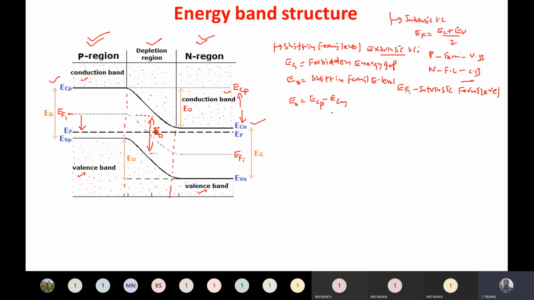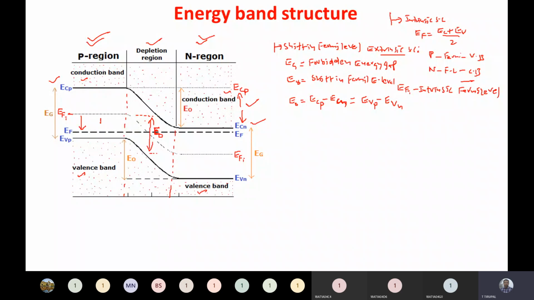Can you tell me another thing? What is the other one? Shift in energy levels, ECP minus ECN, is one equation. Similarly, what is the other equation in the figure? Here we are taking ECP minus ECN. Next, what is the next equation? EVP minus EVN. Very good. EVP minus EVN. That is also a good point, right? Now, another equation is also there.